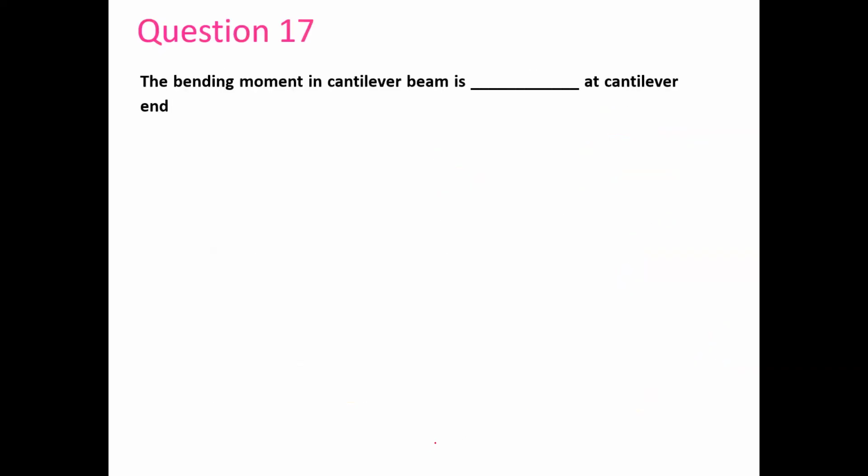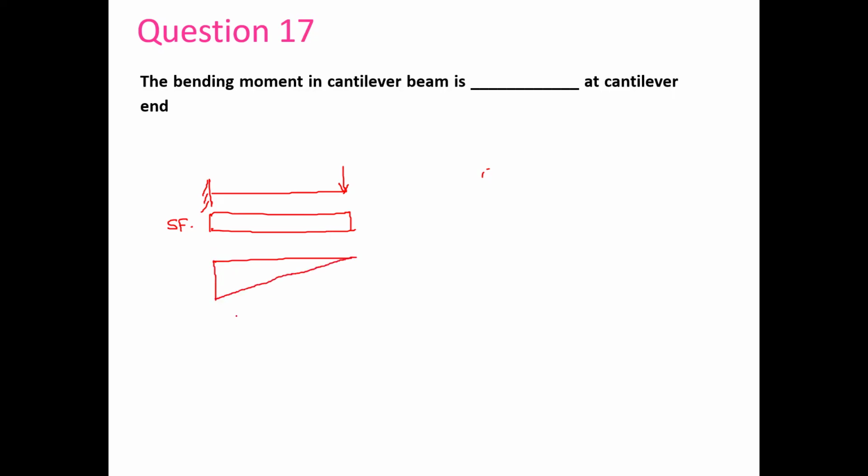Then we have the bending moment in a cantilever beam. Now draw all these diagrams. If I consider a cantilever beam with concentrated load, I will send you a video of bending moment if possible. Then we have the shear force diagram. Shear force is constant throughout. If we draw the bending moment diagram, we have maximum bending moment at the support and 0 at the cantilever end.